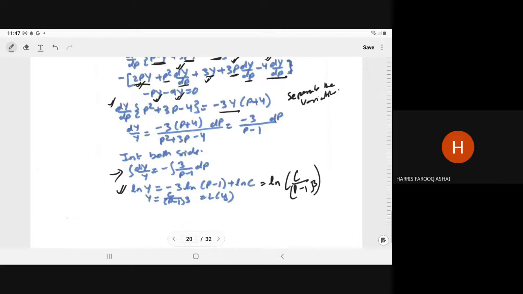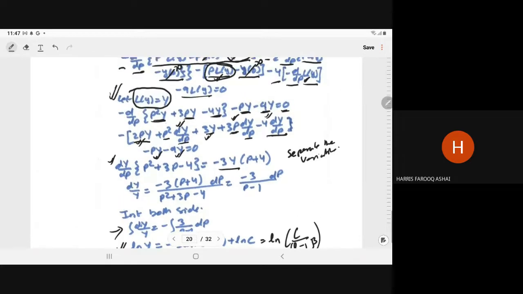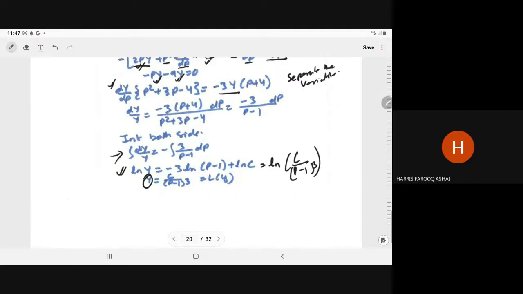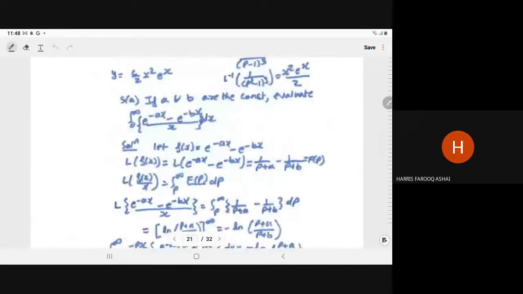And what is y? Y we have assumed as the Laplace transform of y, and the Laplace transform is naturally a function of p. So here we have a function of p. So now y is what? L inverse of c upon p minus 1 whole cube.